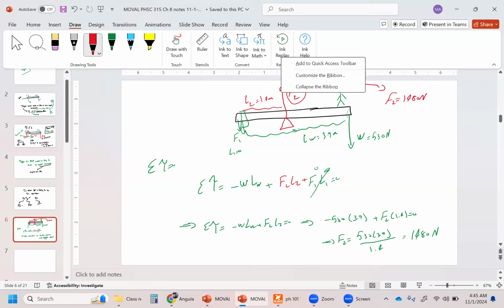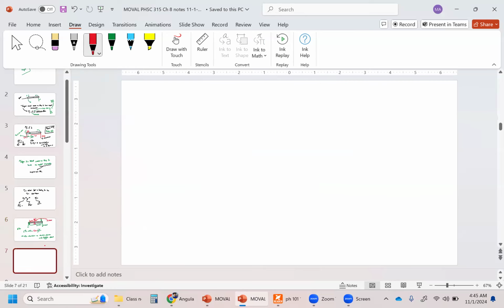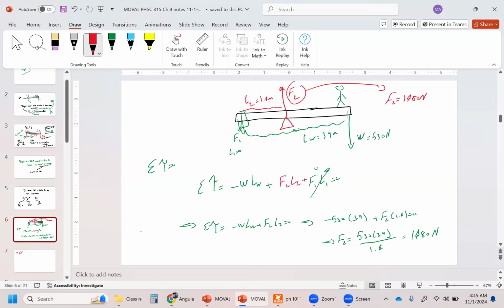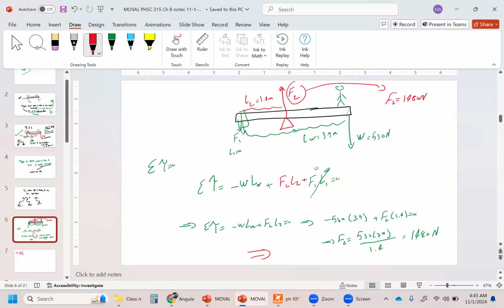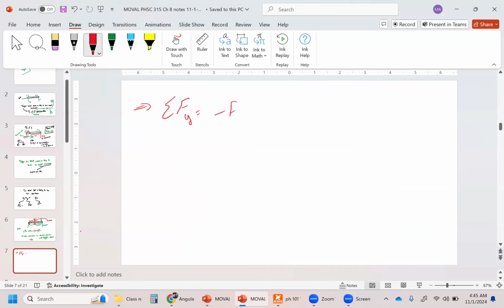All right. Well, let's look at the summation of all the forces. Let me go ahead and do this one, all the forces in the y direction. What are we going to have? Well, in the y direction, we're going to have F1 going down, minus F1, plus F2 going up. And then you got your weight, which is going downwards. So it'd be minus F1 plus F2 minus your weight equals 0.